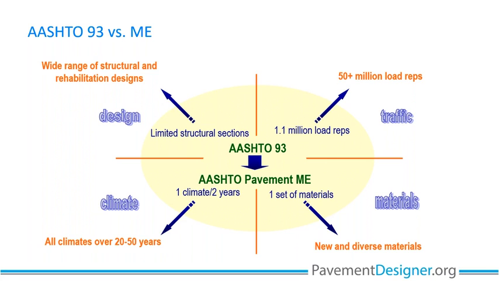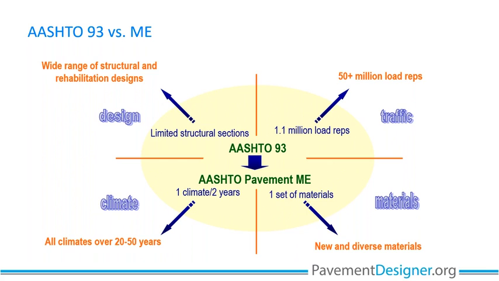Again, blowing up that inference space, AASHTO 93 is based on 1.1 million load repetitions. Some of those LTPP sections have over 50 million load repetitions on them. Additionally, we're using materials from all across the country, not just materials from Central Illinois. And finally, we've got climate information from well beyond the 2 years of climate information that we have at the AASHTO road test built into AASHTO 93. So for all these reasons, Pavement ME is really a much more robust tool than AASHTO 93.